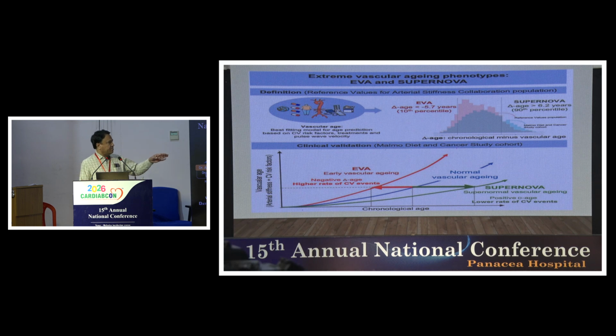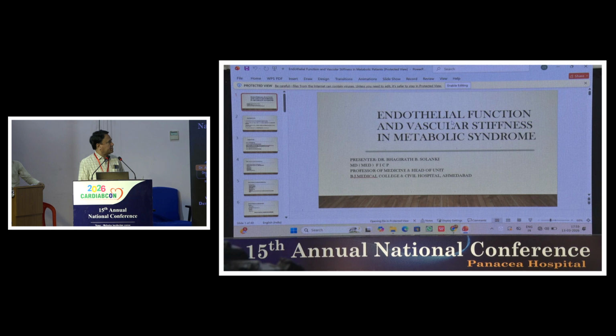So blue is a normal vascular aging, then a higher rate of CV risk where there is early vascular aging, and then there is supernova, super normal vascular aging. But of course all this is because of pulse wave velocity, which is measured on carotid or femoral arteries, and it is an upcoming tool for clinical assessment for primordial prevention. This is a tool for preventive cardiology and preventing MACE, 3-point and 5-point MACE.